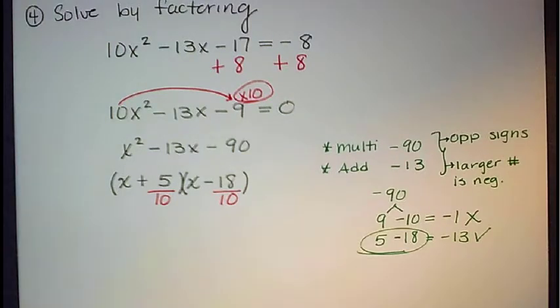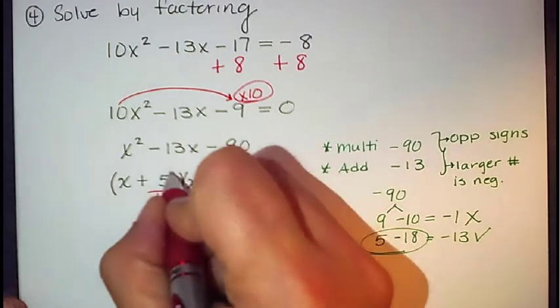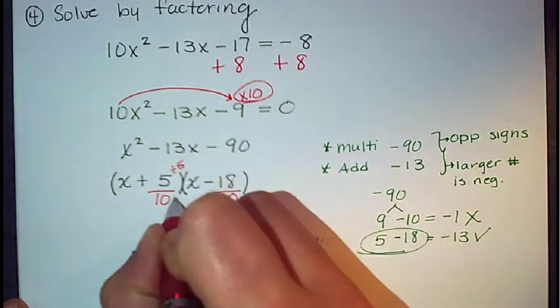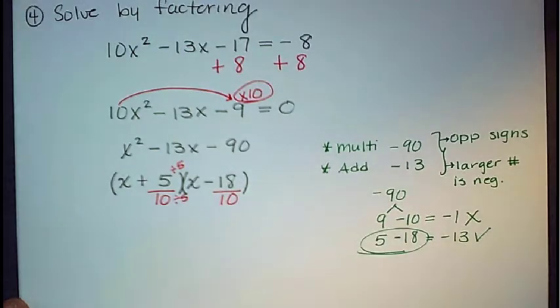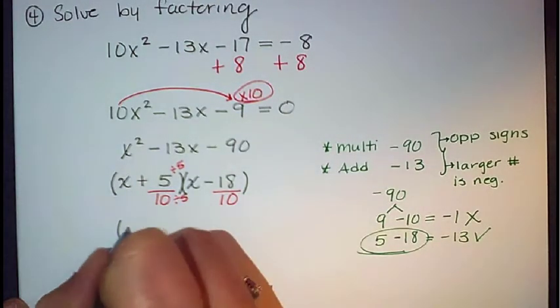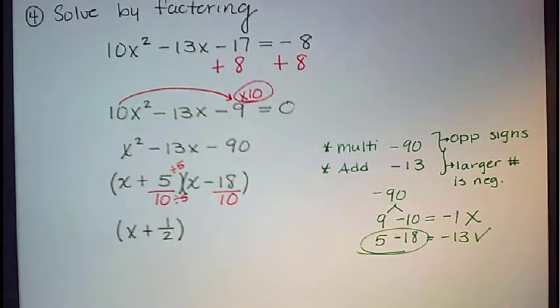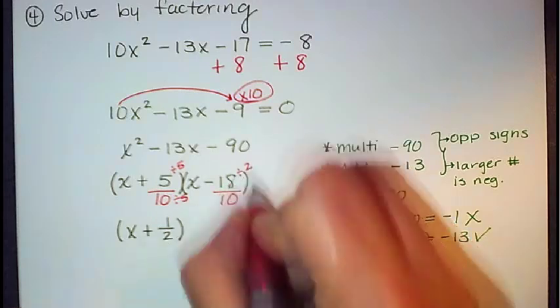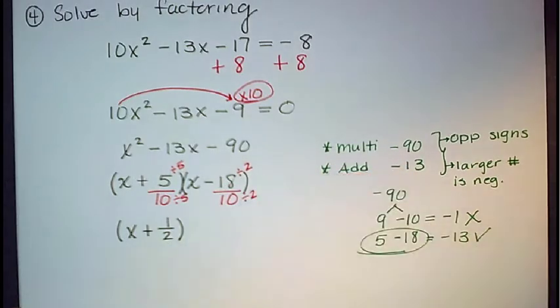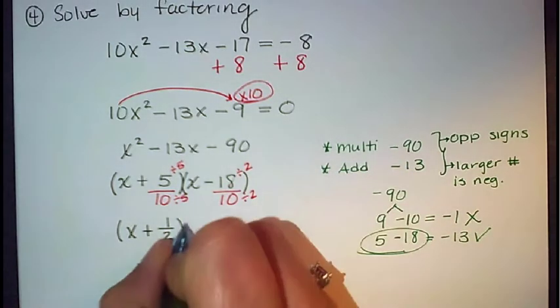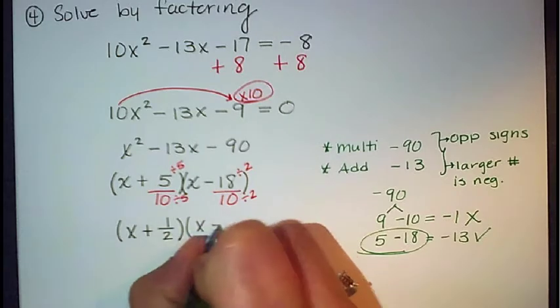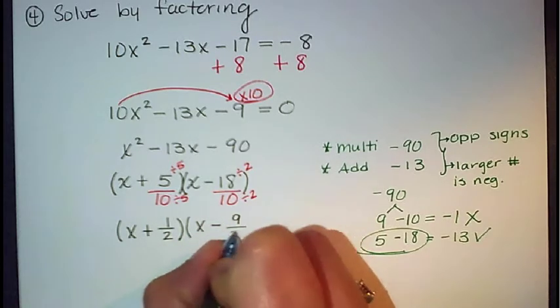Okay, now I can't divide 10 into 5, but I can reduce it. Here we can divide out a 5 top and bottom, and that is going to get me x plus 1/2. And over here, we're going to divide out a 2, again, top and bottom, reducing them as much as possible. And this is going to give me x minus 9/5.